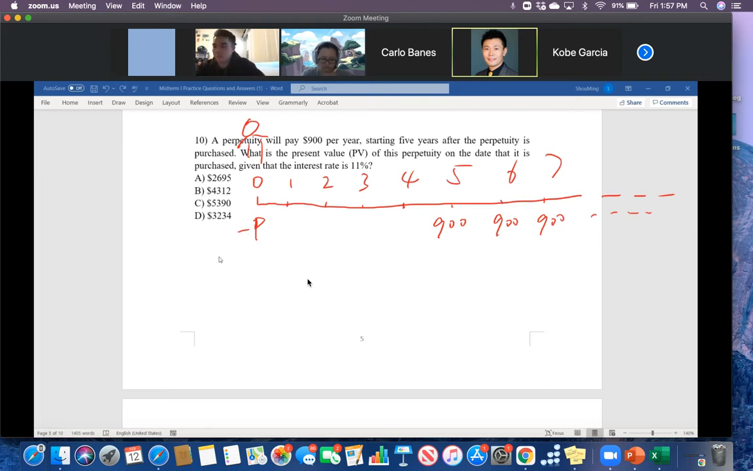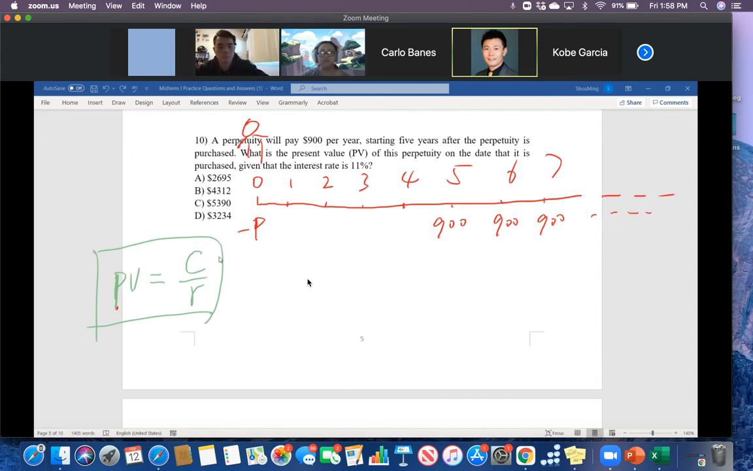We have a formula to calculate the present value. The present value of a perpetuity is simply equal to C divided by r. C is our first cash flow. But to use this formula to calculate the present value, we need to make sure the timeline of cash flow meets 3 characteristics.